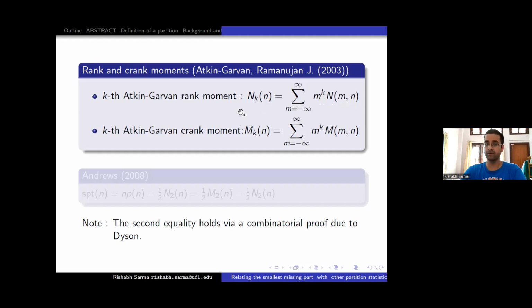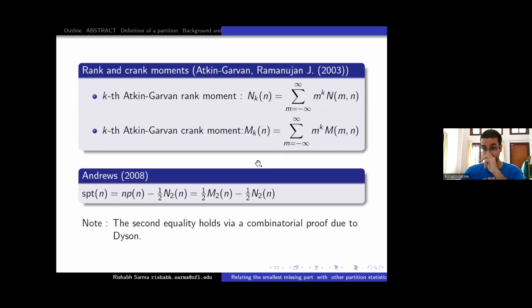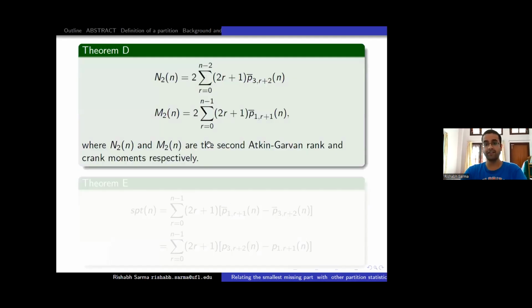The kth Atkin rank moment is defined in this way, and the crank moment is defined the following way. And Andrews has a characterization for this particular SPT function in terms of the second Atkin-Garvan rank and crank moments. As you can see, SPT of n is half of the second crank moment minus the second rank moment. And this gives us a very nice characterization of the rank and the crank moments in terms of our extended max function along with a coefficient at the front.